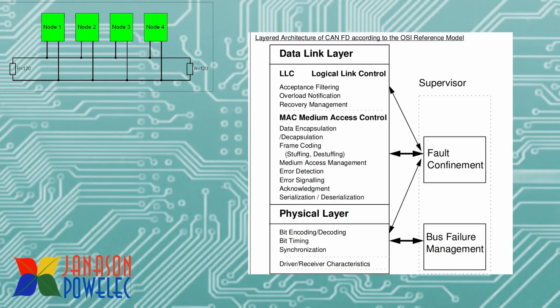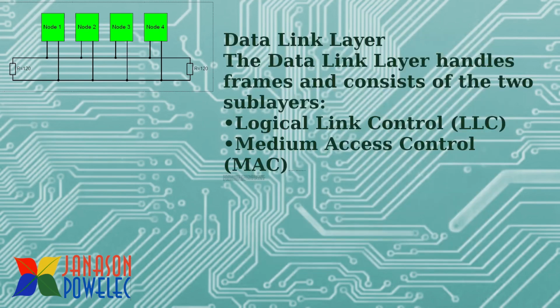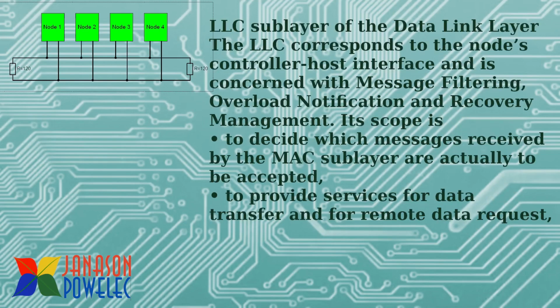CAN bus follows a layered architecture. This is an example of CAN FD, the latest one announced by Bosch. The data link layer consists of logical link control, LLC, and the medium access control layer, MAC. The LLC corresponds to the node's controller host interface and is concerned with message filtering, overload notification and recovery management.